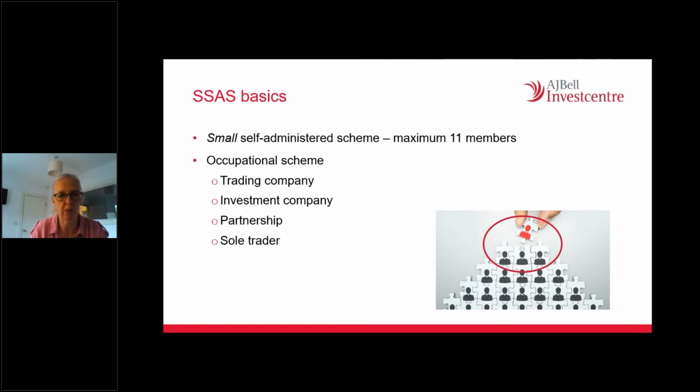When you're setting up a SSAS, you are setting up a new scheme for that employer every time, whereas with a SIPP, you're just joining a scheme that's already there and already been set up. Obviously there are rules around who can set up a SIPP: it has to be an FCA authorised SIPP operator, someone able to operate personal pensions. Whereas with a SSAS, technically any employer can set one up.